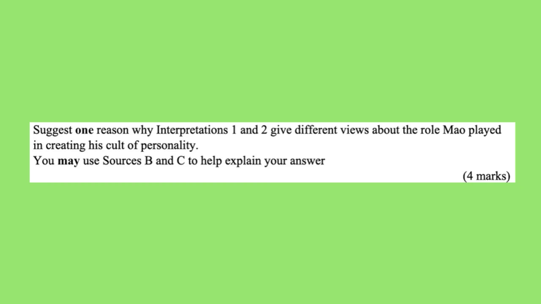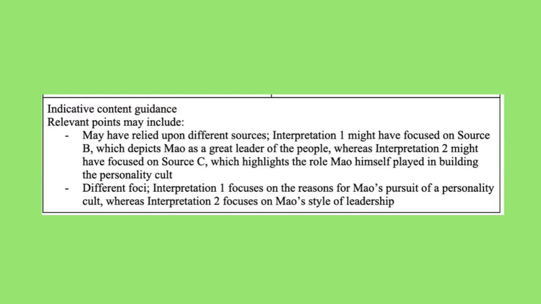Let's take a look at an example for this question. This one says, suggest one reason why interpretations 1 and 2 give different views about the role Mao played in creating his cult of personality. You may use sources B and C to help explain your answer. 4 marks. Let's take a look at the mark scheme for this question.